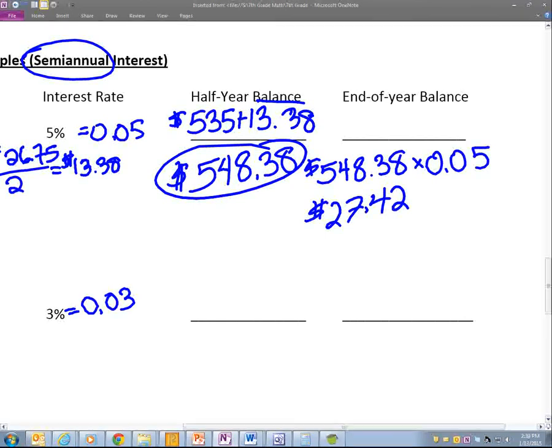And what do we have to do with that 27.42? Divided by 2, because that's the annual amount. So we have to multiply this by a half or divide by 2. Be sure to get the answer for that.